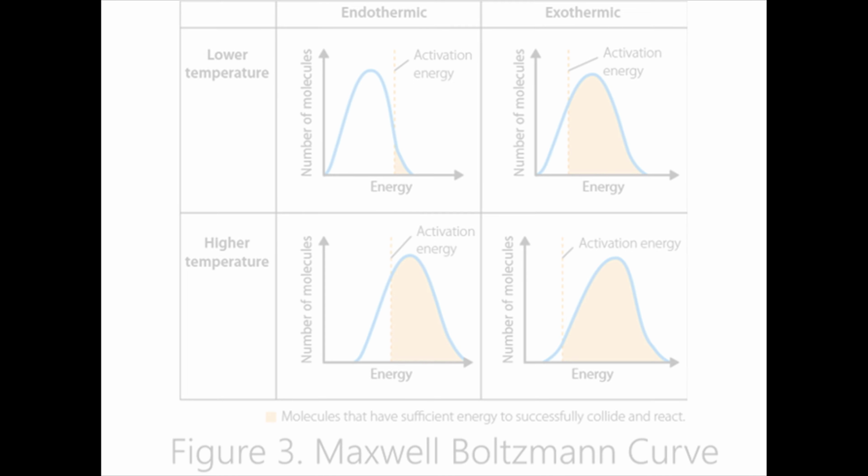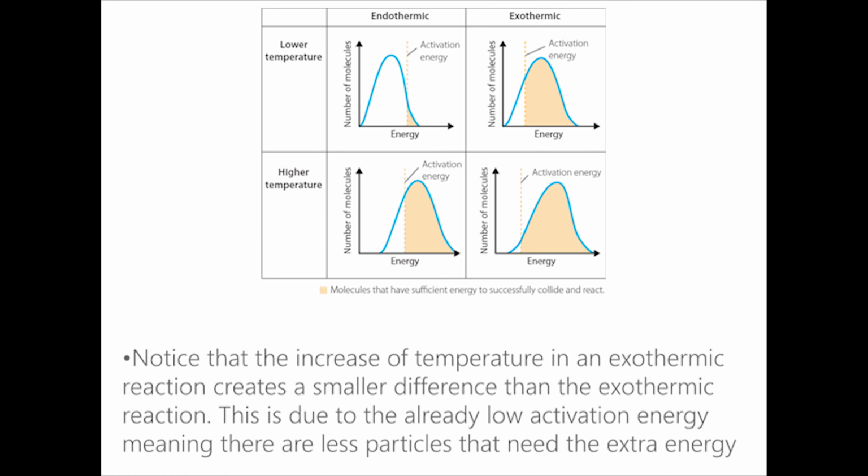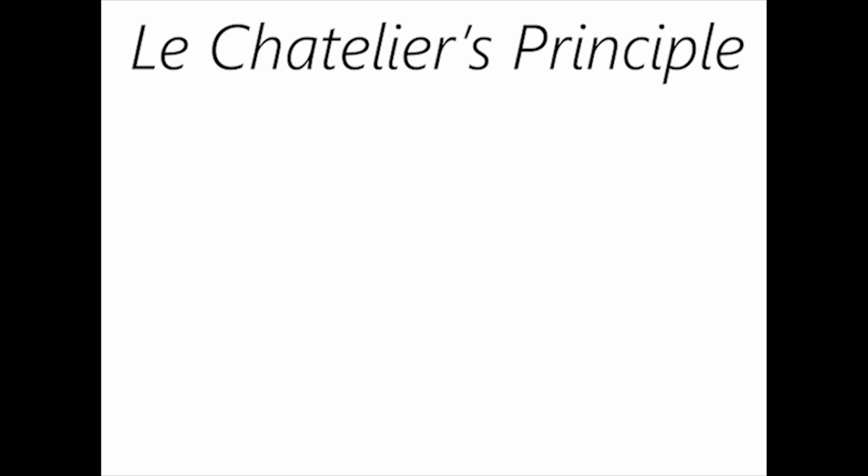This can be seen in the Maxwell-Boltzmann distribution curve. The Maxwell-Boltzmann distribution curve shows the distribution of kinetic energy for a gas at a specific temperature. It shows that at a higher temperature, more particles have a higher energy, and therefore more particles are likely to react. To understand further, we must understand what Le Chatelier's principle is.